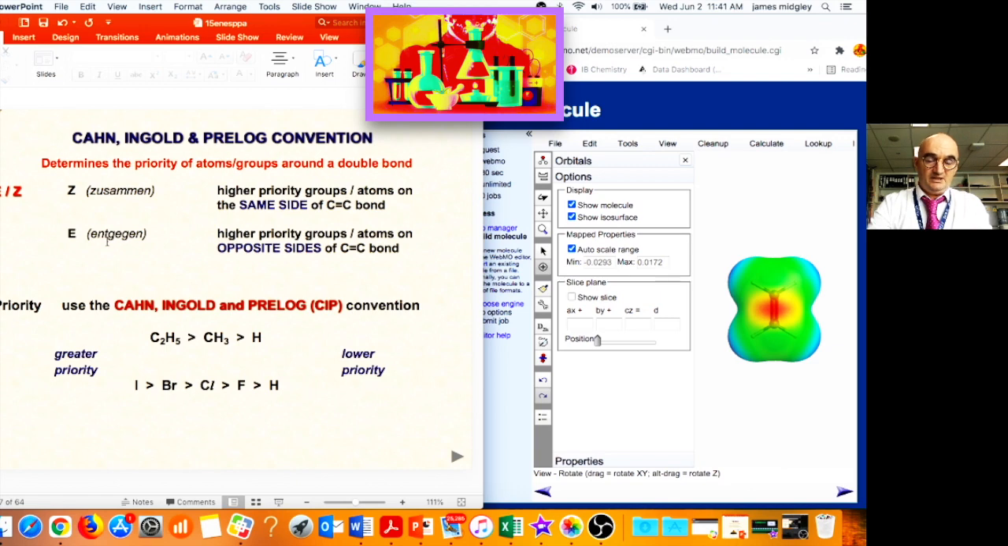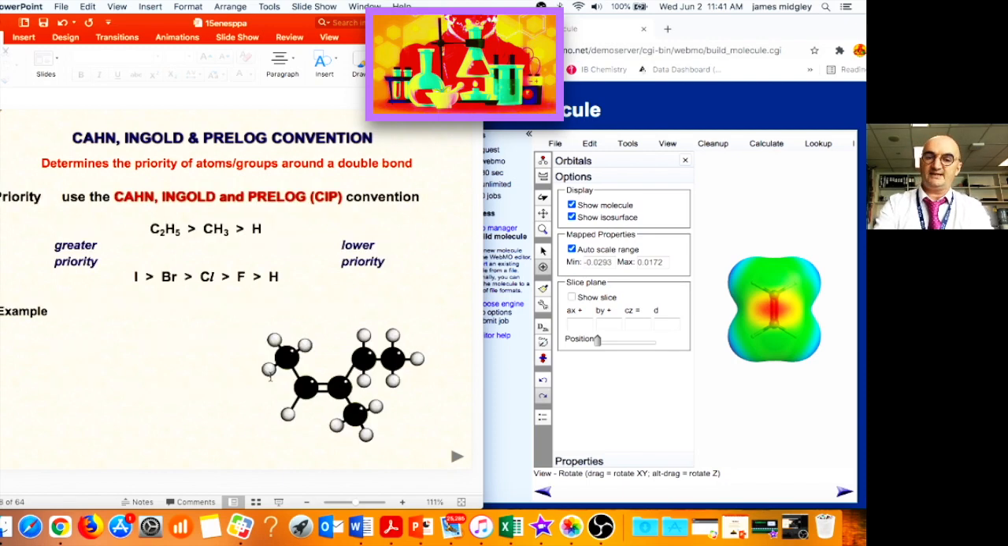The CIP, or the Cahn-Ingold-Prelog system, is based on the idea of what I was just saying. Hydrogen is the smallest thing. It's always going to have the lowest priority. And anything that has a higher atomic or molecular mass will have higher priority. So in this case, ethyl has greater priority than methyl, which has greater priority than hydrogen. And clearly iodine at the bottom, if we ignore astatine, is bigger than bromine, bigger than chlorine, fluorine, hydrogen. Highest priority is highest molecular or atomic mass. Lowest is lowest atomic or molecular mass. Let's have a look.